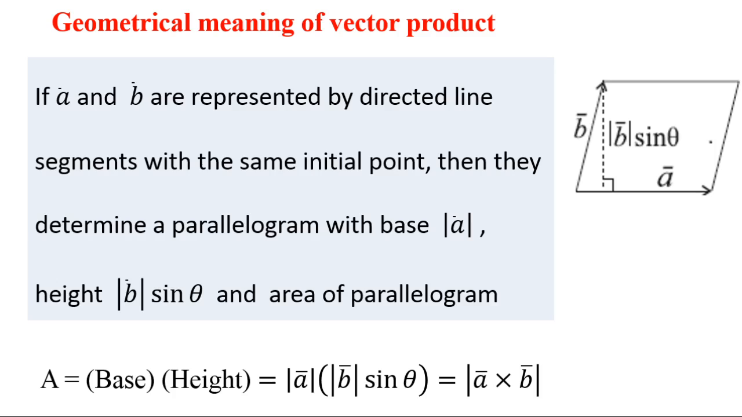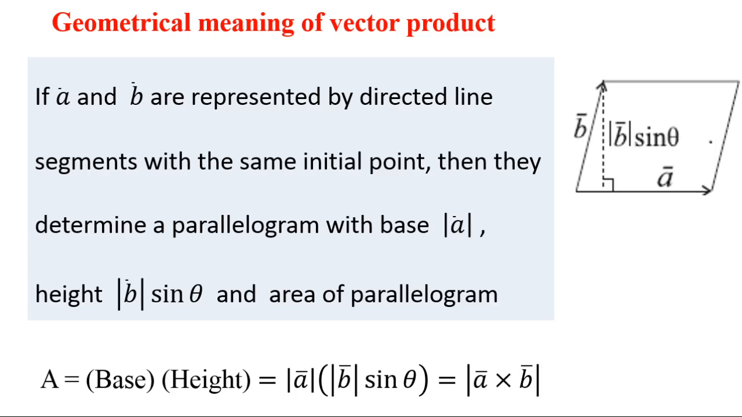Geometrically, indirectly we find area of a parallelogram. So here is the result. If a bar, b bar are represented by directed line segments with the same initial point, then they determine a parallelogram with base magnitude of a bar and height b sin theta. In figure its height is shown b sin theta. Theta is angle between a bar and b bar. And area of the parallelogram, we know area of parallelogram is base into height. Base is a, height is b sin theta.